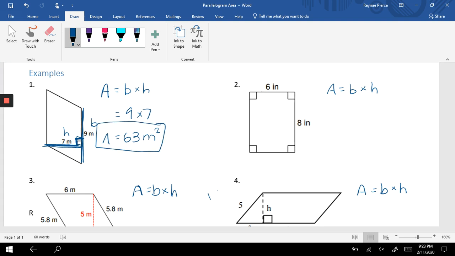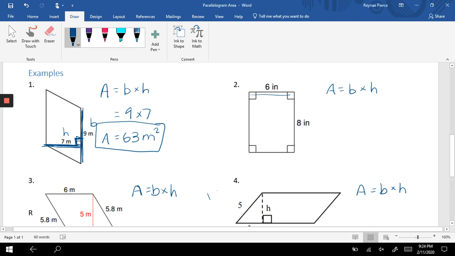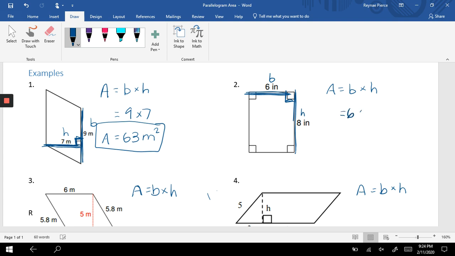Okay, here I've got 6 inches, a right angle, 8 inches. I can make 6 my base, 8 my height. 6 times 8 is 48, and again, square units.